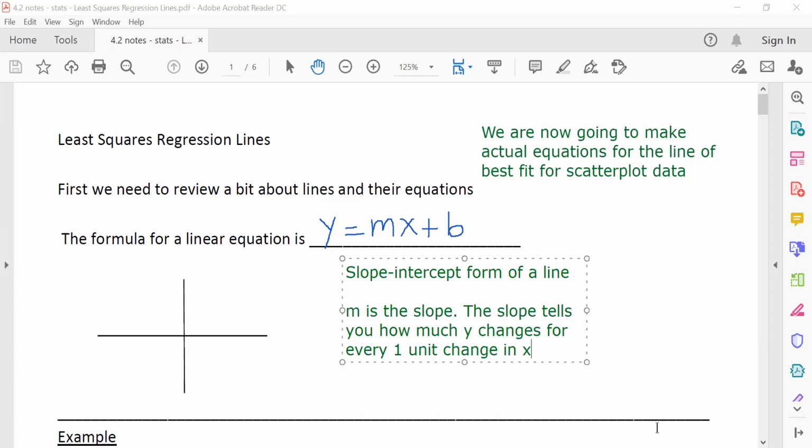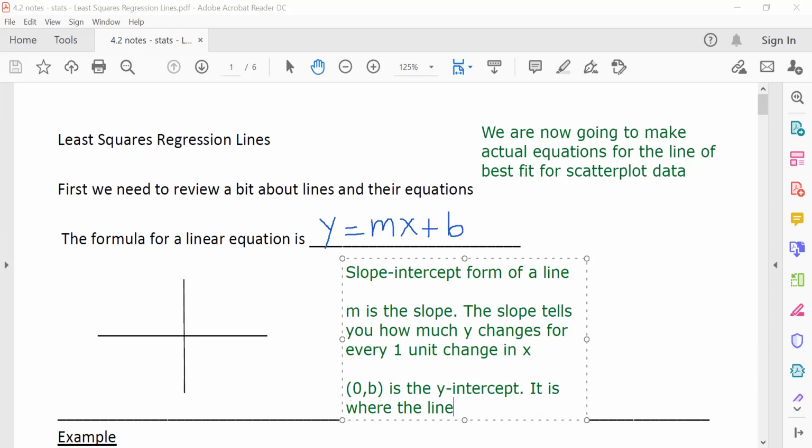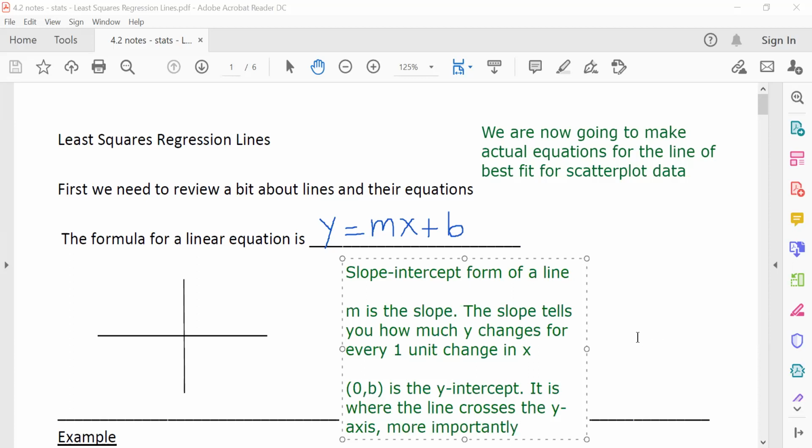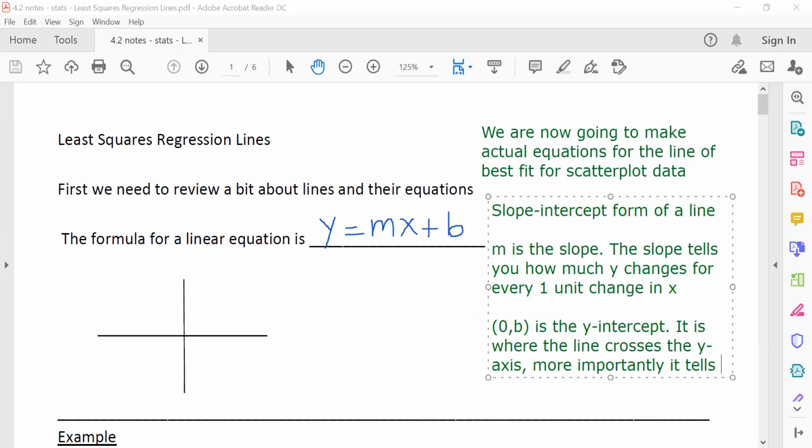So M is the slope, the coordinate (0, b), where b is this value up here, is the y-intercept. It is where the line crosses the y-axis. More importantly, and I need to move this so I have some more space, more importantly, it tells us the value of y when x equals 0. That's really the better interpretation.